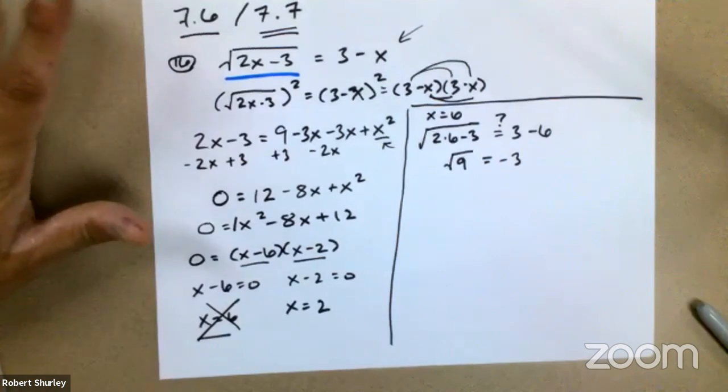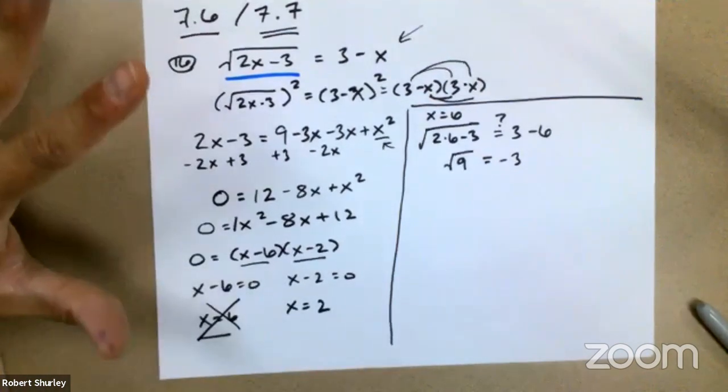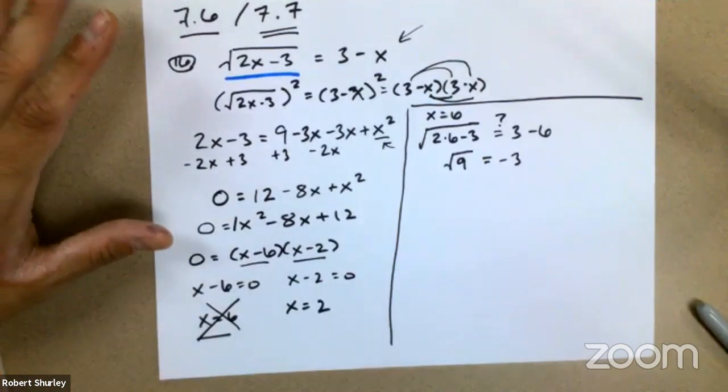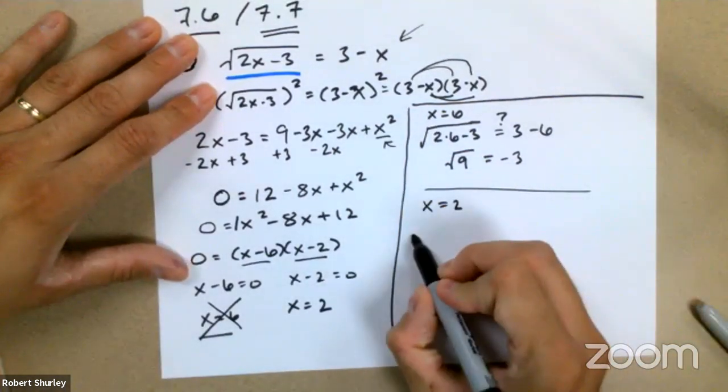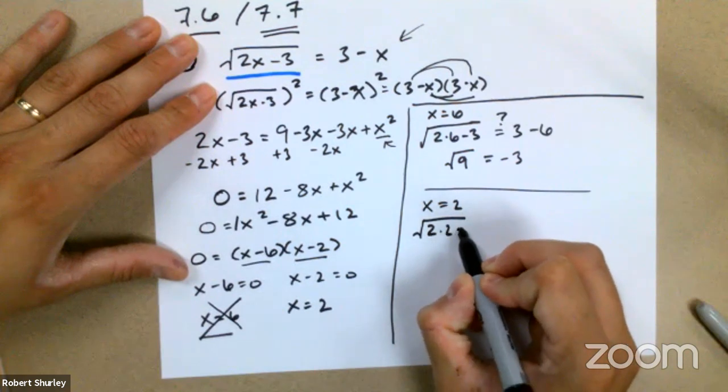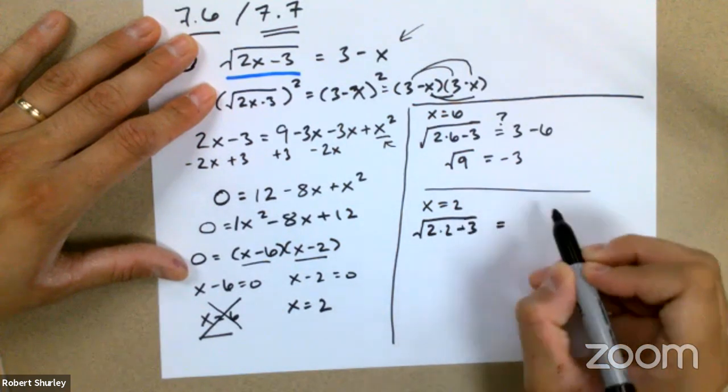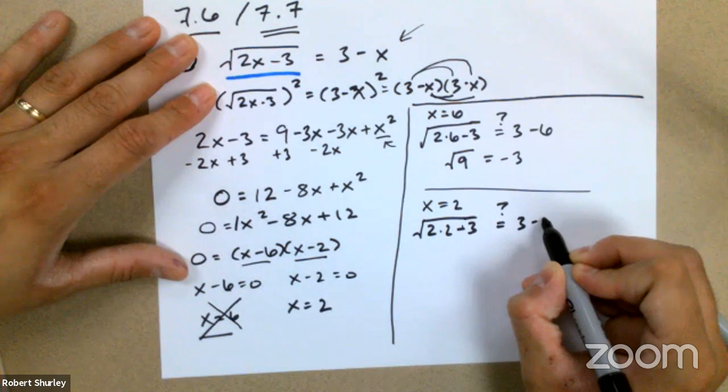Now, I might also have to throw out the 2. So it's not that you can just automatically say 2's the solution. So let's see if 2 works. x equals 2. So we get the square root of 2 times 2 minus 3. And I want to know, is that equal to 3 minus 2?